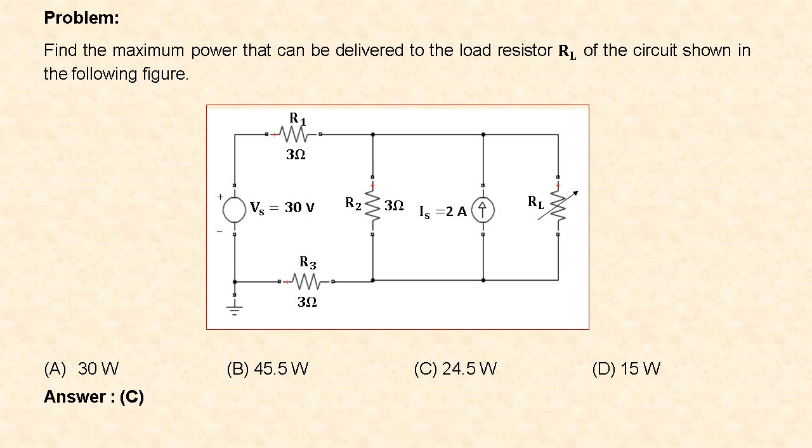The problem is: find the maximum power that can be delivered to the load resistor RL of the circuit shown in the following figure. Here the voltage source is equal to 30 volts, the current source is equal to 2 amps, and the resistors R1 is equal to 3 ohms, R2 is equal to 3 ohms and R3 is also equal to 3 ohms. The options are 30 watt, 45.5 watt, 24.5 watt and 15 watt. The correct answer is C, 24.5 watt. Let us see how we got this option.